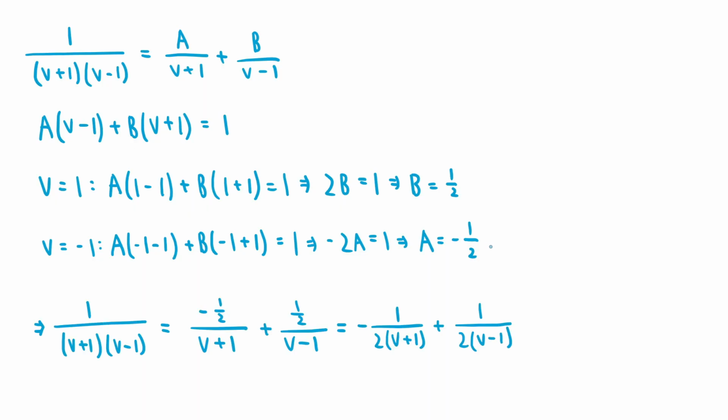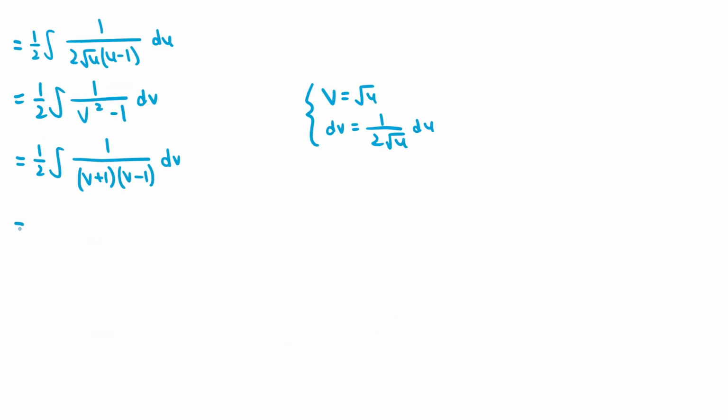If we plug these values back into the equation, 1 over v plus 1 times v minus 1 equals a over v plus 1 plus b over v minus 1, then we can infer that the original expression is equal to negative 1/2 over v plus 1 plus 1 over 2 over v minus 1. And this is the same as negative 1 over 2 times parentheses v plus 1 plus 1 over 2 times parentheses v minus 1. So if we go back to the integral, we can rewrite the integrand as negative 1 over 2 times parentheses v plus 1 plus 1 over 2 times parentheses v minus 1.